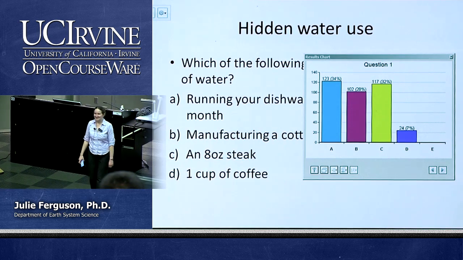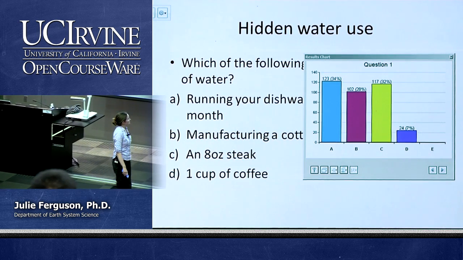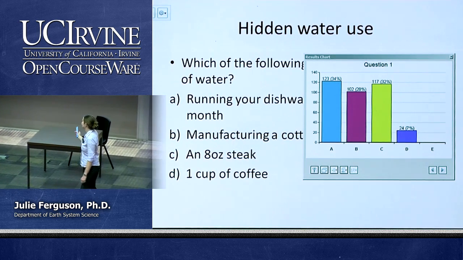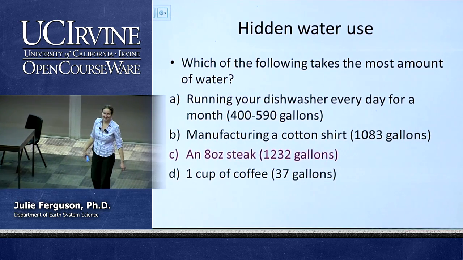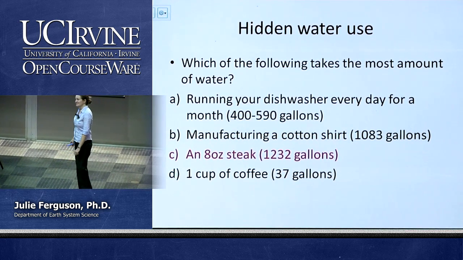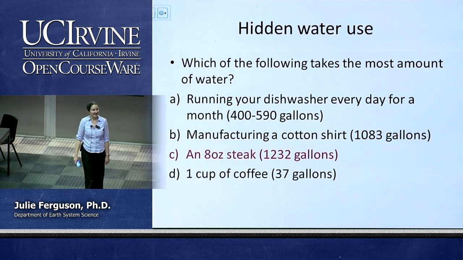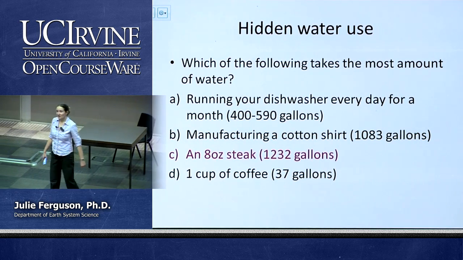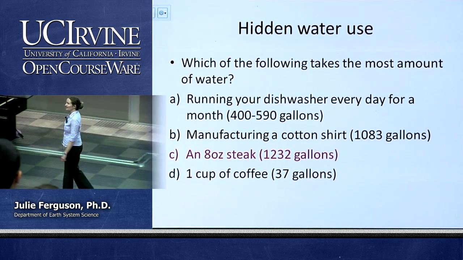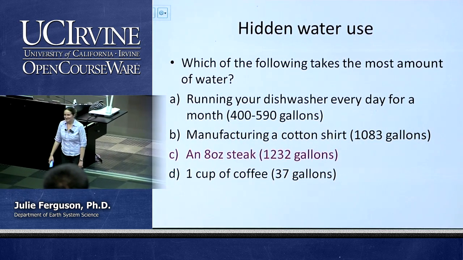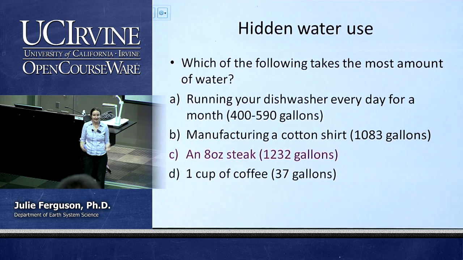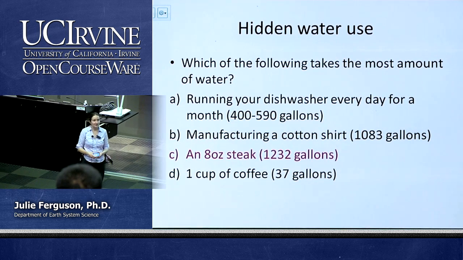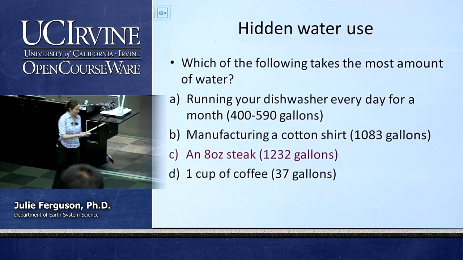So it's a 3-way split, and I will tell you that if you voted C, you were correct. That is how much water it takes to produce 1 8-ounce steak, 1,232 gallons. But B wasn't far behind. It takes 1,083 gallons to produce a cotton t-shirt. So a lot of that water that we use is hidden. It doesn't mean that we're not using it if we just sort of save water from the taps. That's also important. But also we need to think about the rest of the water that we use per person.